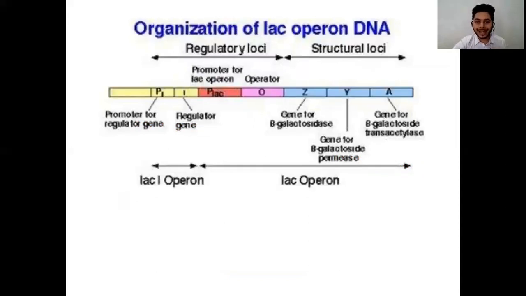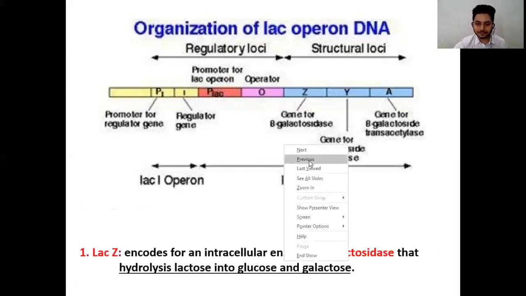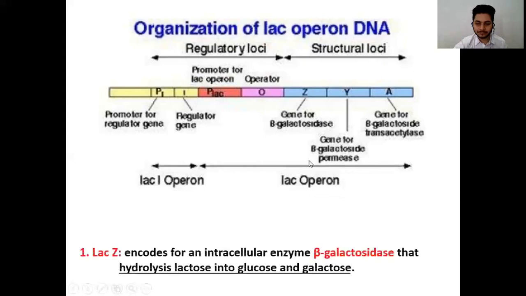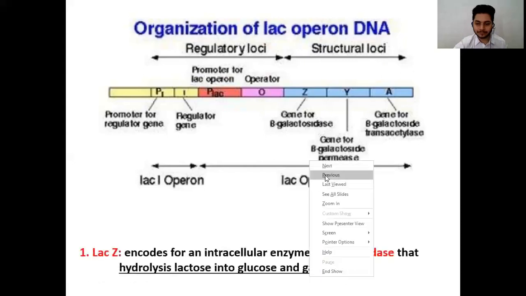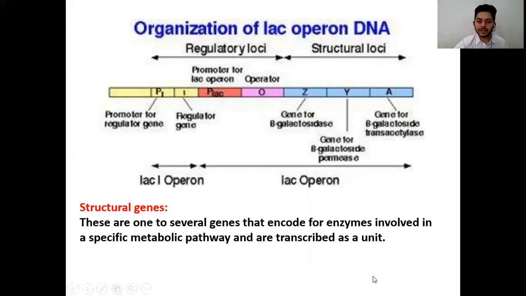Okay, so let us understand the structure of the lactose operon. In this diagram, you see the organization of lac operon, and my structural loci over here is showing three structural genes: lac Z, lac Y, and lac A. So let us understand what exactly are structural genes.